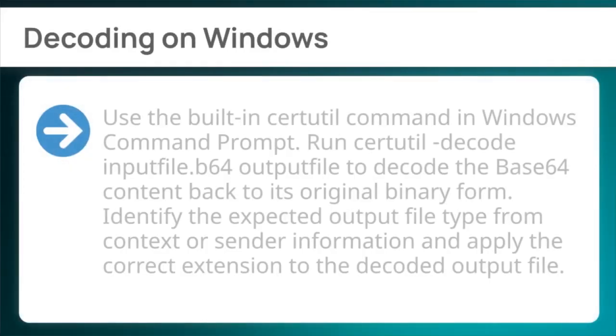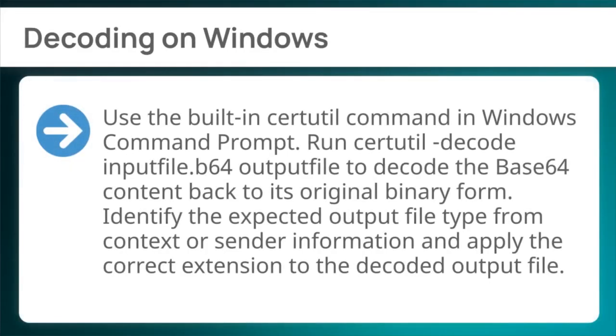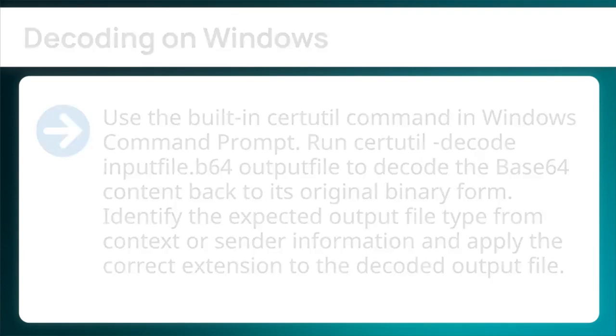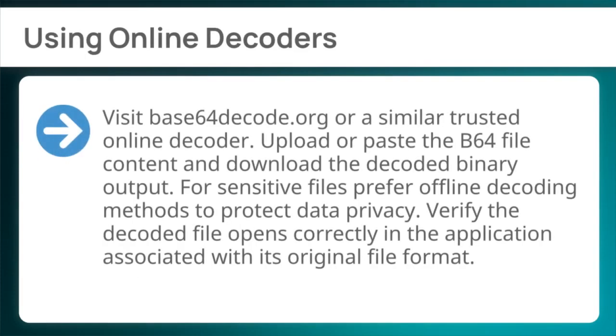First, decoding on Windows. Use the built-in certutil command in Windows command prompt. Run certutil -decode input file.b64 output file, to decode the Base64 content back to its original binary form. Identify the expected output file type from context or sender information and apply the correct extension to the decoded output file.